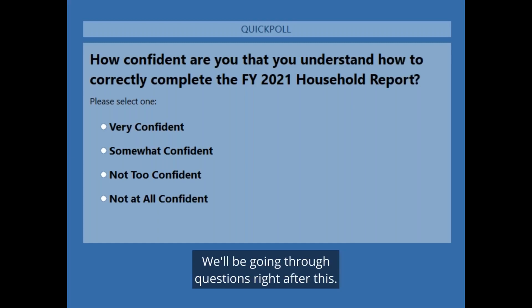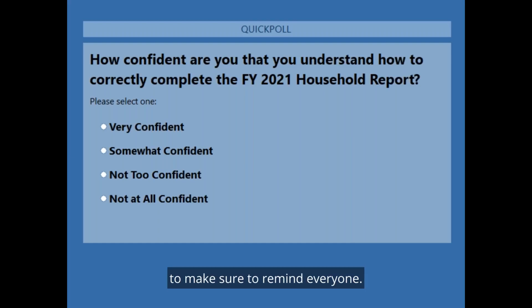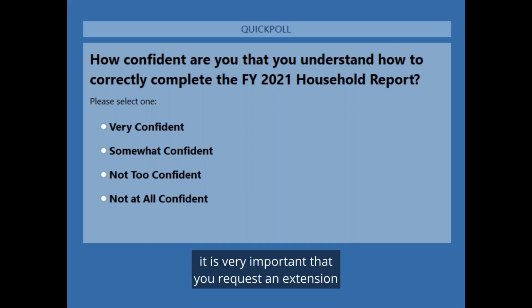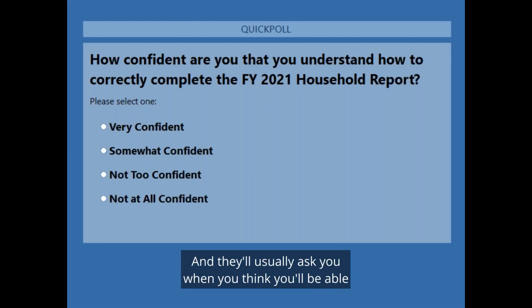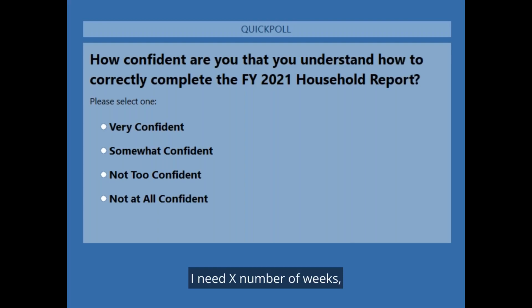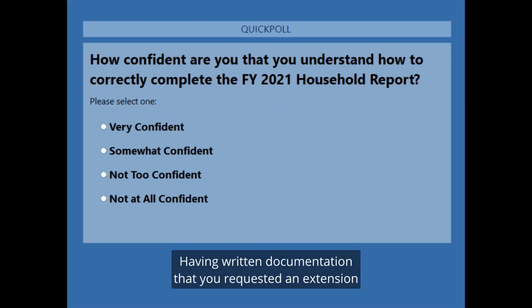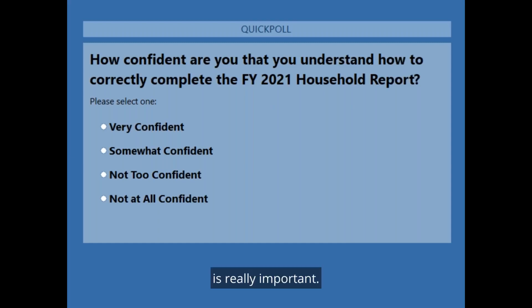One more thing I have in my notes to remind everyone: if you are for some reason not able to get your reports in on time, it is very important that you request an extension from your liaison. They'll usually ask you when you think you'll be able to get it in. So if you can write them and say, I need X number of weeks, or I need until X day to get this in, that's really important. It's also important when your state auditors come through and look at when you submitted your reports and if you got them in on time. Having written documentation that you requested an extension is really important.